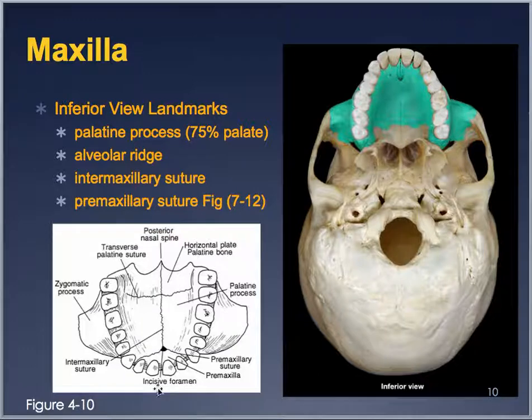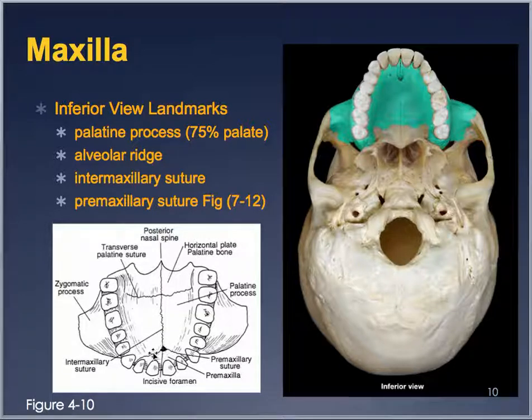Two other things to note on an inferior view of the maxilla, specifically for the palatine process, is how the hard palate is formed. Remember that the maxilla is a single facial bone. However, early on in development, pre-birth, during gestation, the maxilla fuses together into this single bone. It fuses together along the midline at this intermaxillary suture shown here. The intermaxillary suture is directly at the midline of the hard palate.